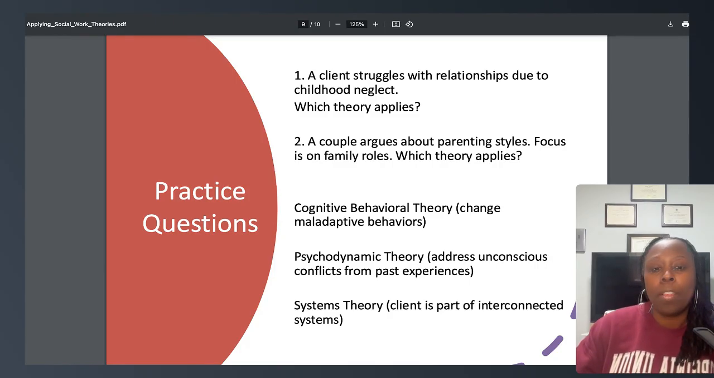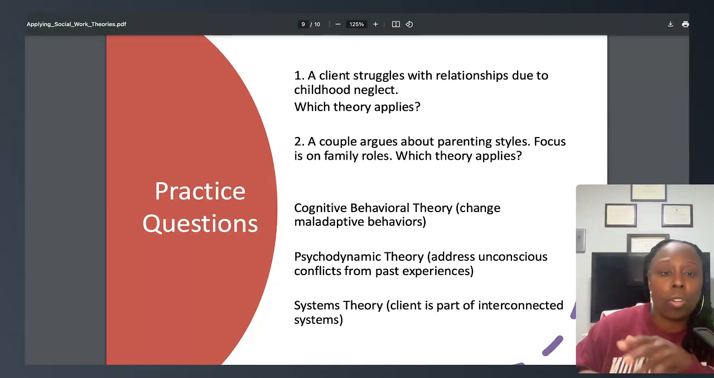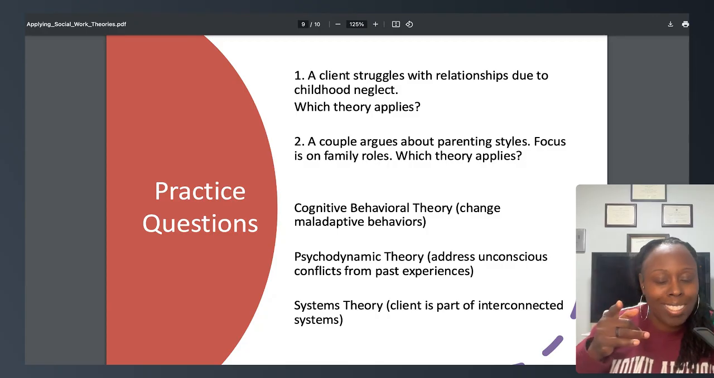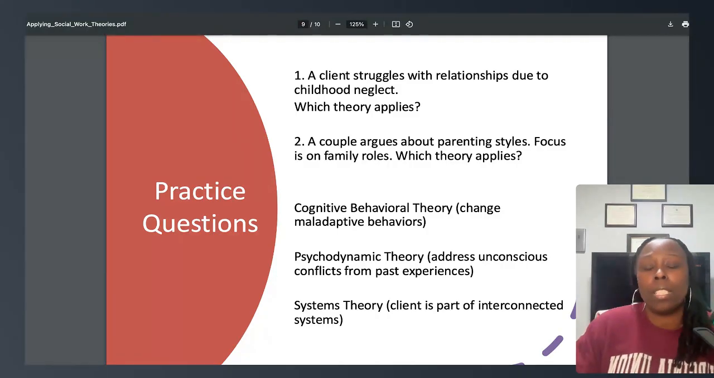Let's see. The psychodynamic theory addresses unconscious conflicts from past experiences. So the client struggles with relationships due to childhood neglect. Systems theory: a client is part of an interconnected system. In this question, it only talks about the client. It's not talking about the client with anyone else, dealing with any other system, or being interconnected with any other part of a system. So the correct answer is, got it, psychodynamic theory. Good job, guys.